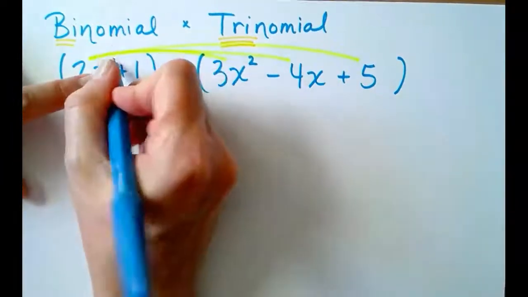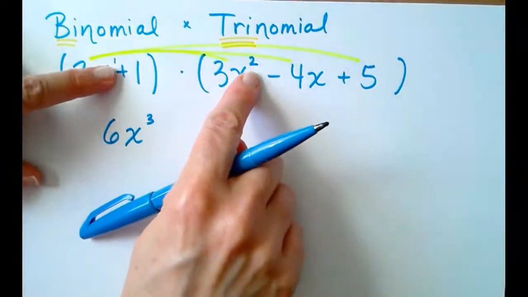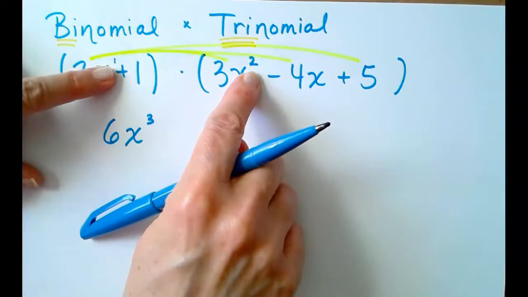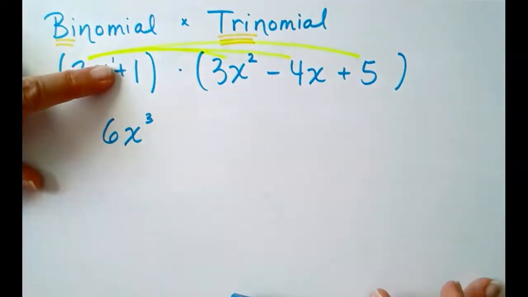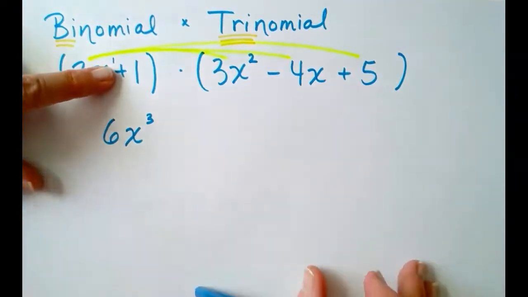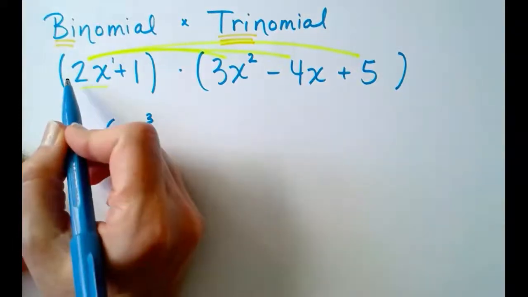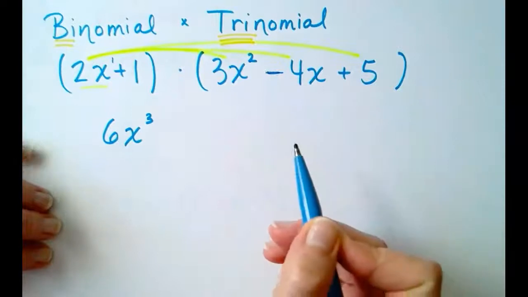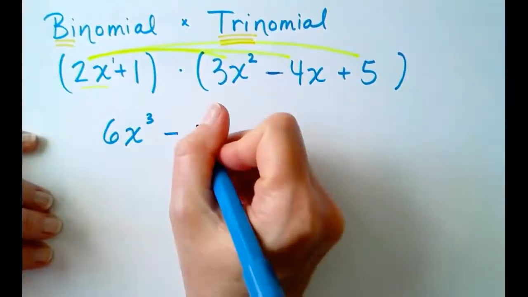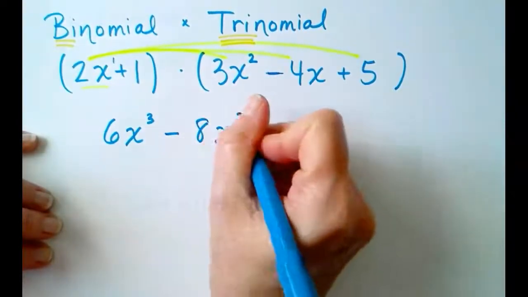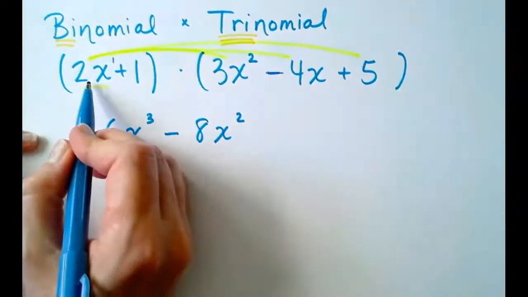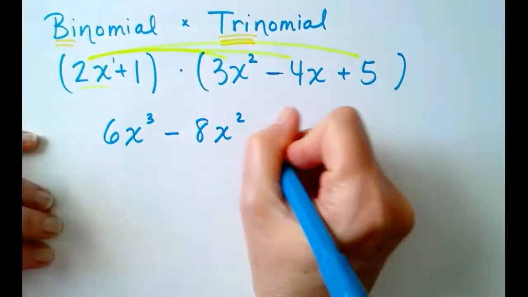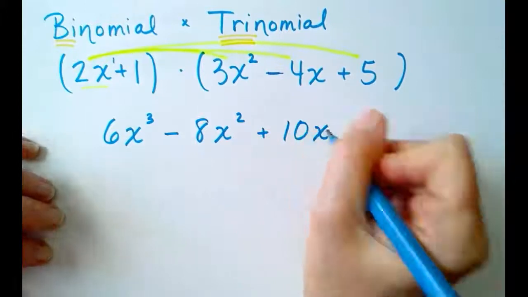Remember, this is x to the first and this is x to the second, so the product property is in play here. If I'm multiplying and the bases are the same, add the exponents together. 2x times negative 4x, be sure to pay attention to the sign in front, negative 8x squared. 2x times 5 is plus 10x.